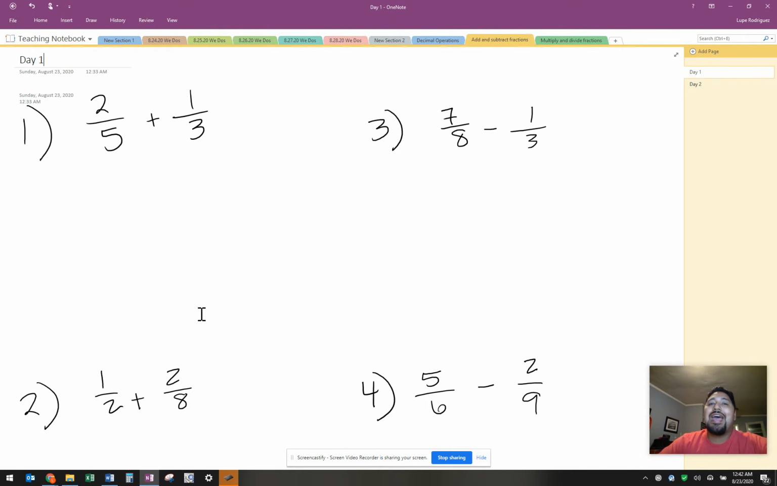It's over adding and subtracting fractions. And the reason why I put these two together is because they're very similar. They're very similar as in there's one thing that we need to find, and then it's just a regular adding and subtracting from there. That's why I put them together.